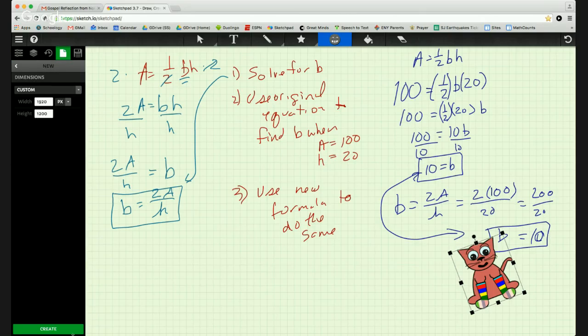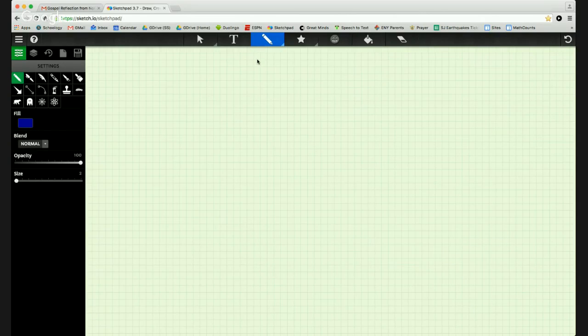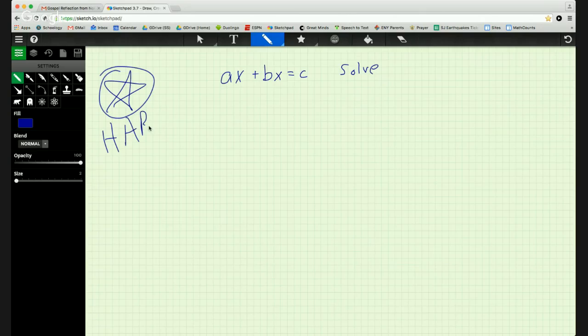New page. Okay, so hopefully these are getting a little bit easier. Now I want to do one more sample, and I want to show you there's a trick. Sometimes you're going to see things like this: AX plus BX equals C, and it will say solve. Now this is key. This is hard. This is getting harder. So if you've been flipping through, don't miss this.